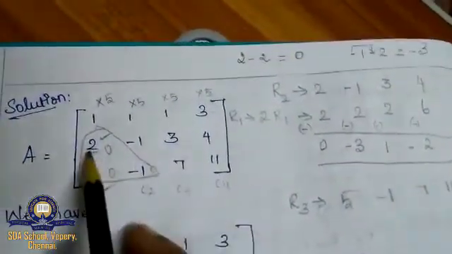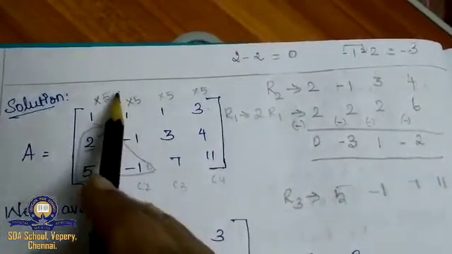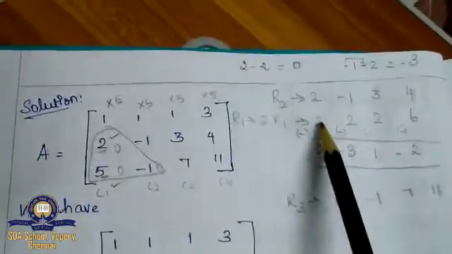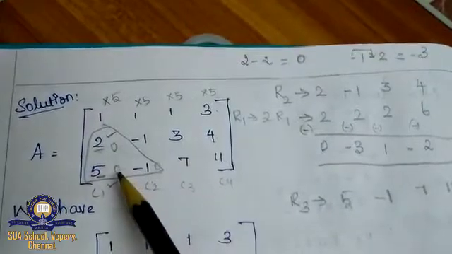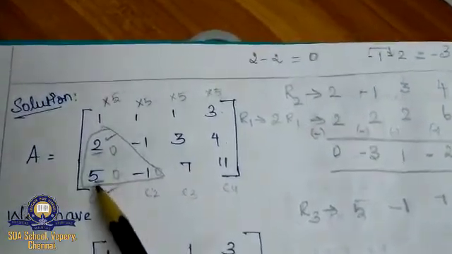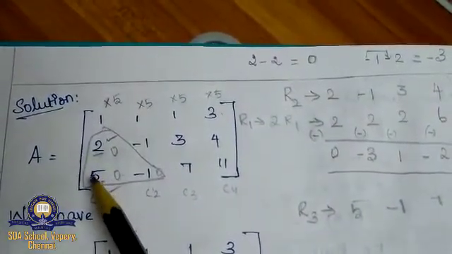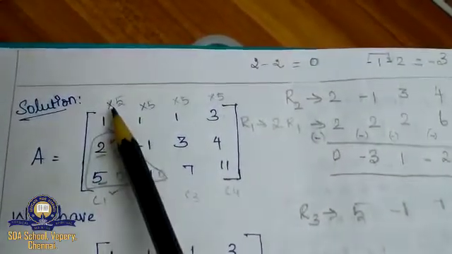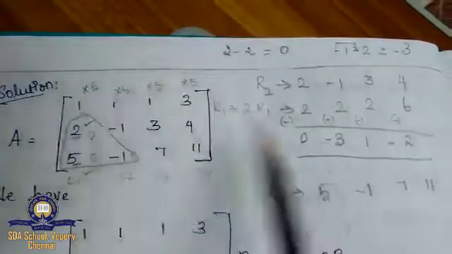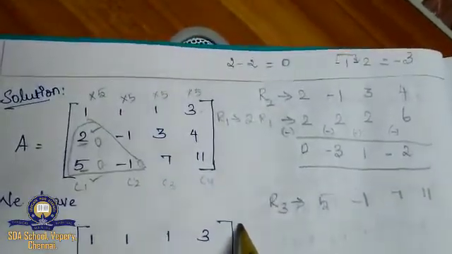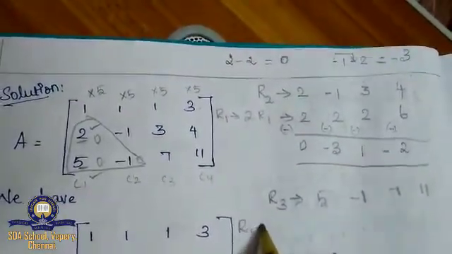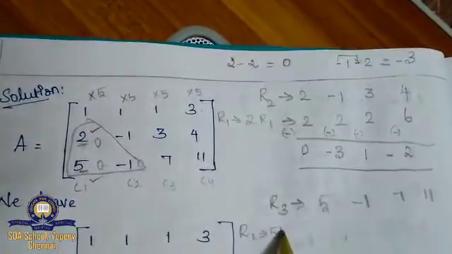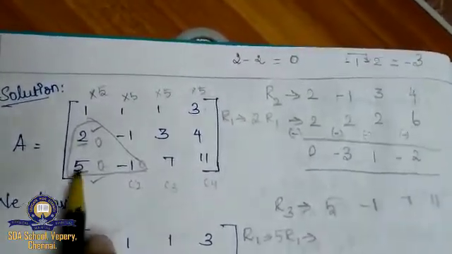For row 2, the first element is 2. So I multiplied R1 by 2. But in order to make my R3 as 0, the third row's first element is 5. So I have to multiply my row 1 by 5. So now you are supposed to write here R1 gives 5R1, because your first element is 5.